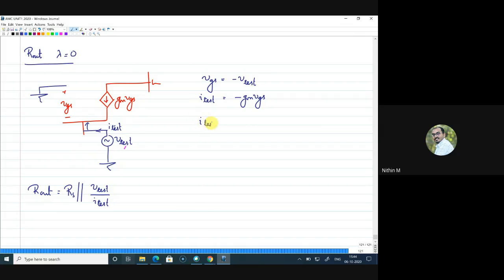Now if I write VGS over there, it is GM into V test, or V test by I test is equal to 1 by GM. V test by I test is 1 by GM. Right. So what is your final R out? R out is RS parallel to 1 by GM. Right. So that is R out calculation for lambda equal to 0.